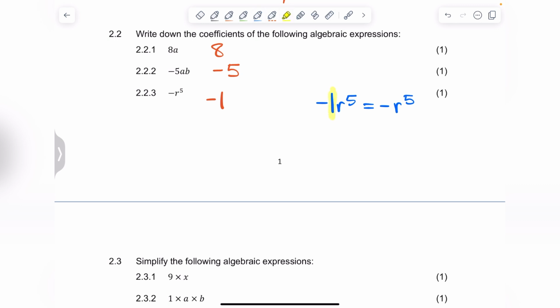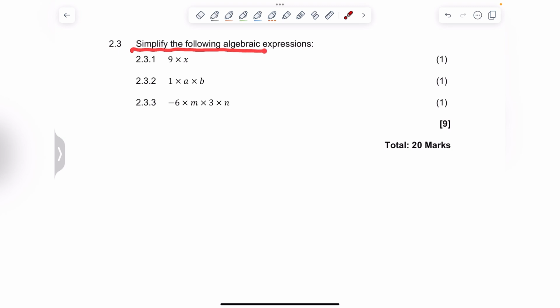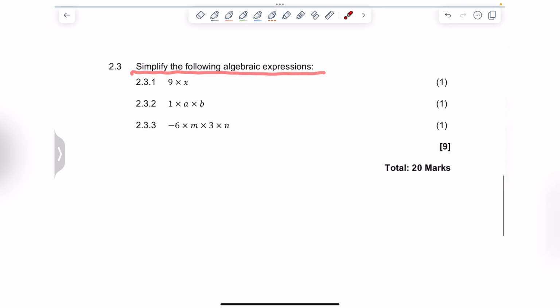stays the 1. 2.3, simplify the following algebraic expressions. In the first one, we've got 9 times x, and we know again from convention that we don't have to write the multiplication sign. So 9 times x is simply just 9x. 2.3.2, 1 times a times b can simply be written as ab.